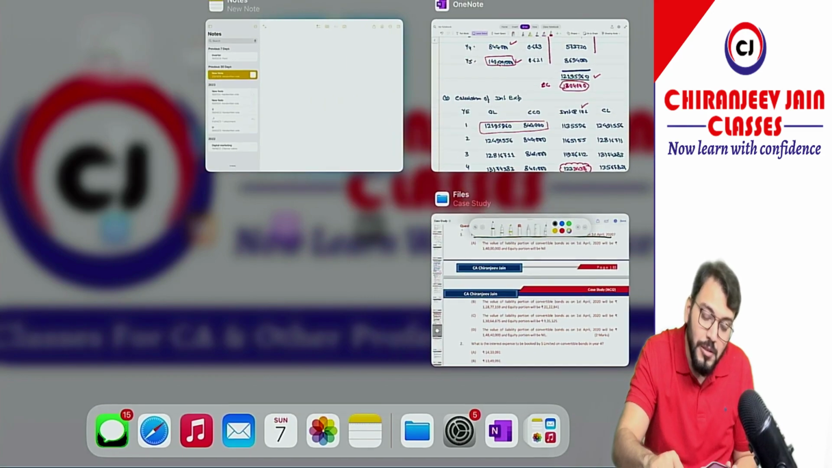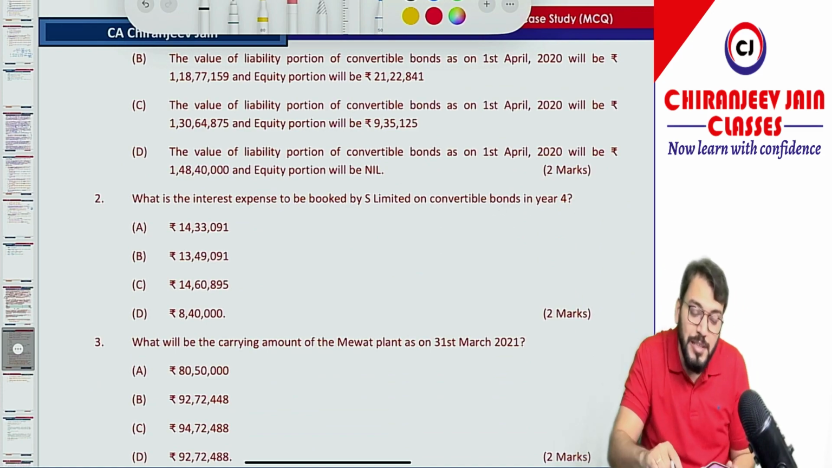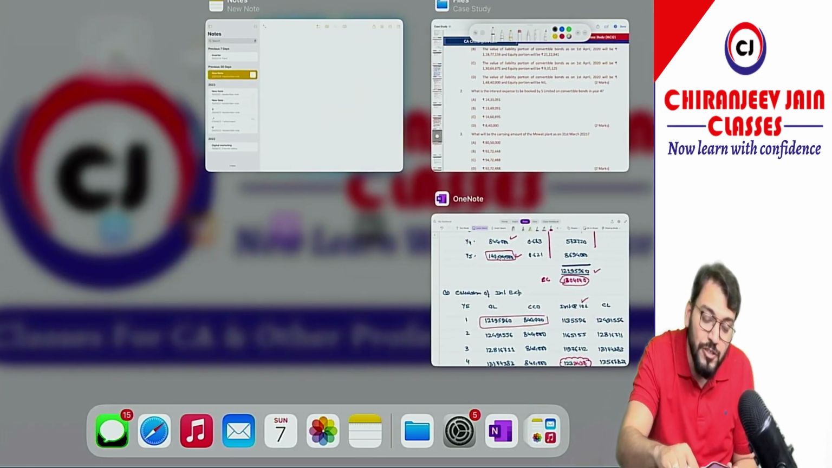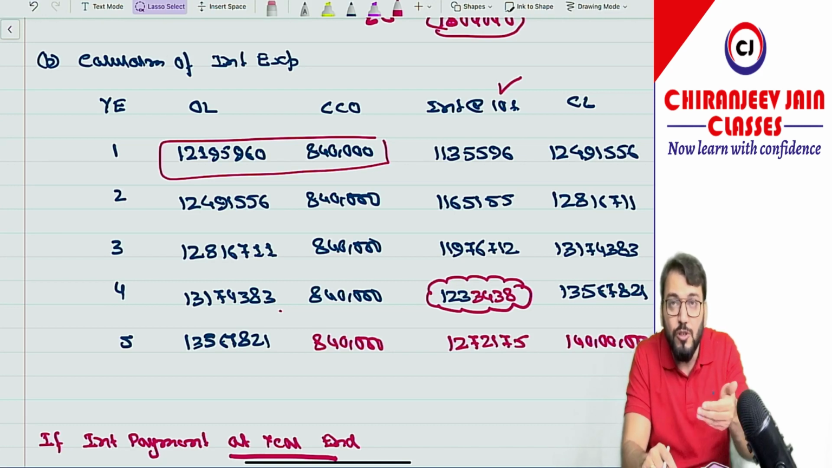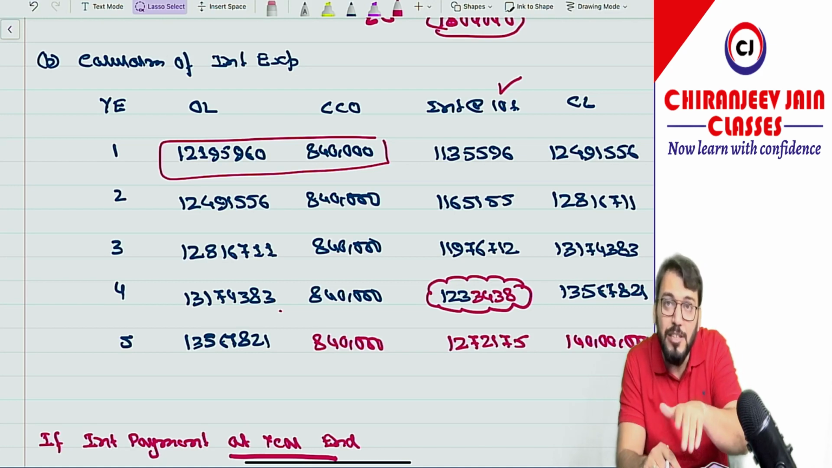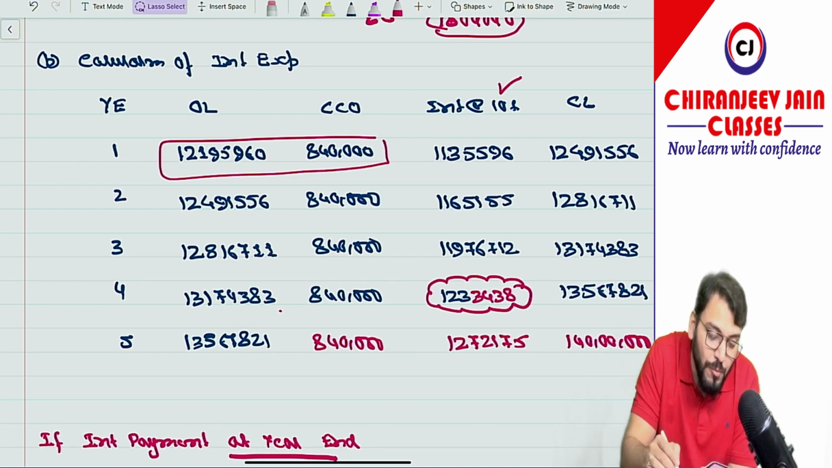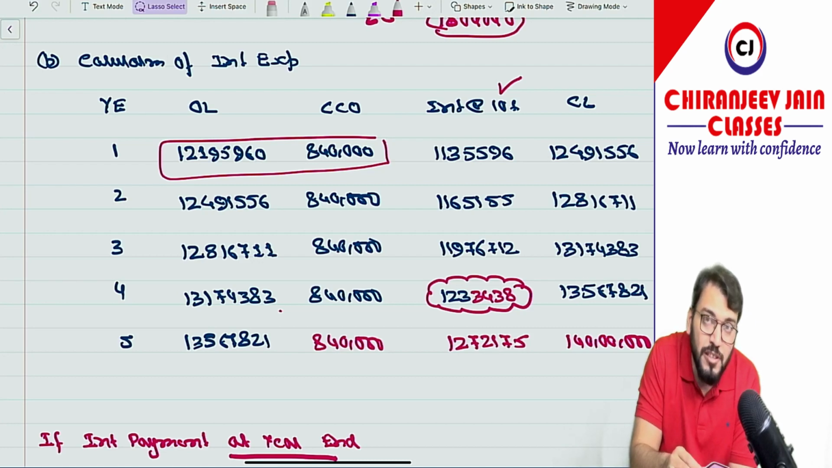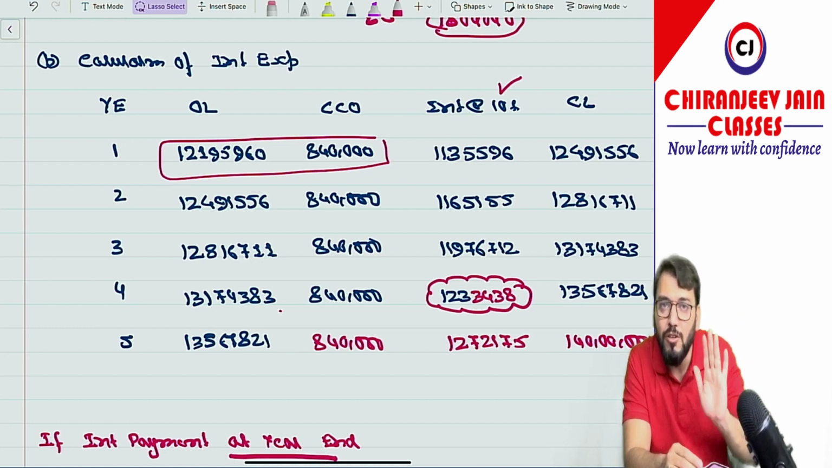Yes, sir. Now coming to the second point: what is the interest expense to be booked by S Limited on the convertible bond in year 4? If I calculate interest expense on the point that interest payment has been made at the beginning of the year, first we need to subtract the contractual cash outflow, then calculate interest based on EIR, which in this case will be 10% only. So our format will be: opening liability, contractual cash outflow, interest expense at 10%, which is nothing but EIR. Why is it 10%? Because there is no transaction cost, so EIR will be equal to the market rate of interest.